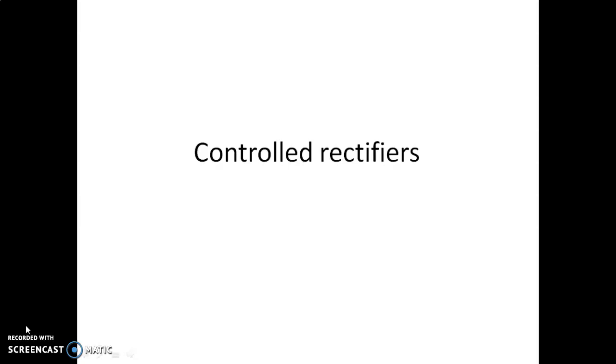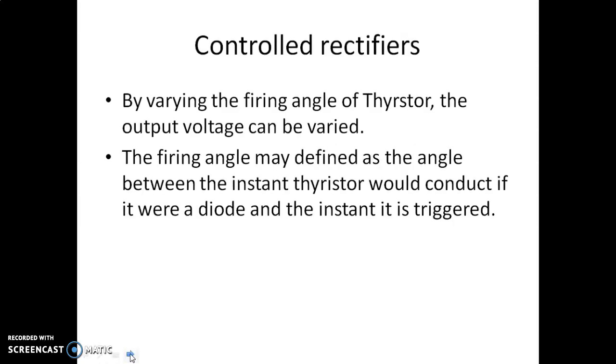Today I will start with controlled rectifiers. Controlled rectifiers means by controlling the angle of conduction of the SCR, we can control the output voltage of the rectifier. By varying the firing angle, the output voltage can be varied. The firing angle can be defined as the angle between the instant the thyristor would conduct if it were a diode and the instant it is triggered.